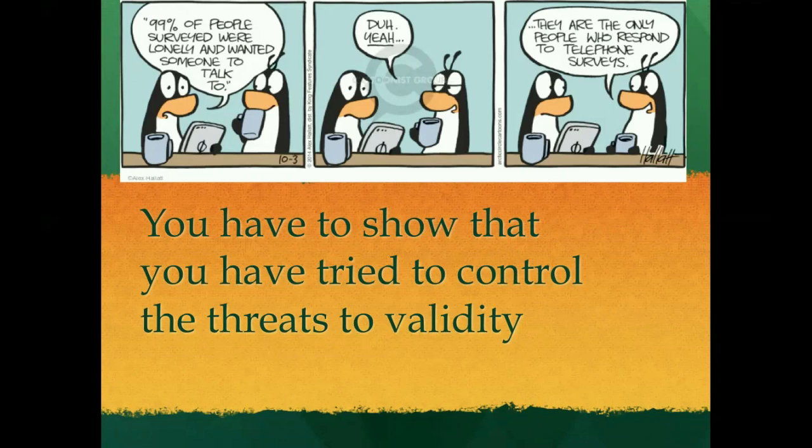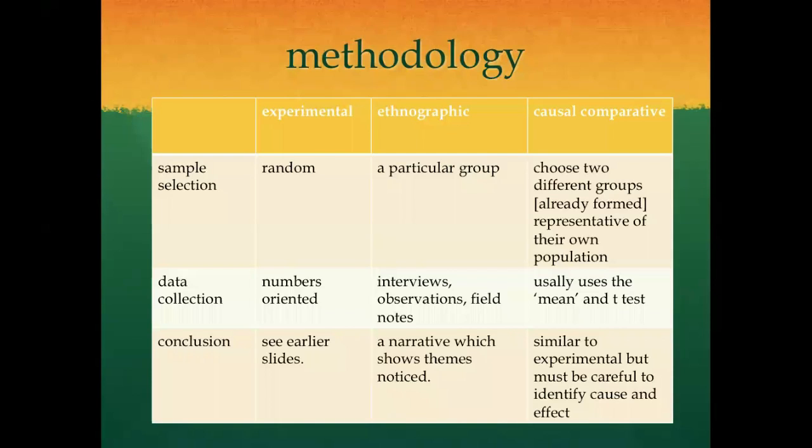And one thing I want to talk about just before we end is the overall methodology and how experimental research differs from other types of research, for example, ethnographic or causal comparative. In your sample selection, as we've already said, experimental research is random. Ethnographic will choose a particular group, so it's kind of the opposite of random. And then causal comparative will choose two different groups already formed, which are representative of their own population. For data collection, experimental is numbers-oriented. Ethnographic is interviews, observations, and field notes. And causal comparative, the data collection will usually use the mean and a t-test.